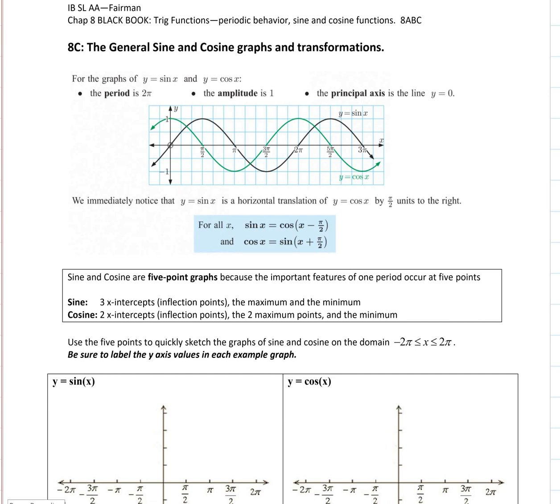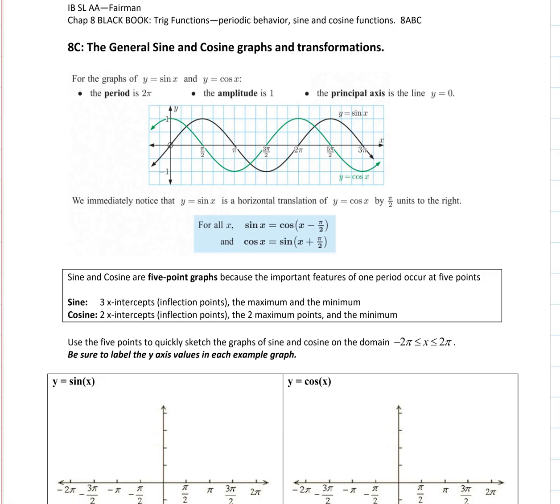Okay, this is the third and final video in our series introducing the sine and cosine graphs. In this section, we're going to practice drawing them ourselves, and then for homework, you'll do some investigation about what they look like when they're transformed.